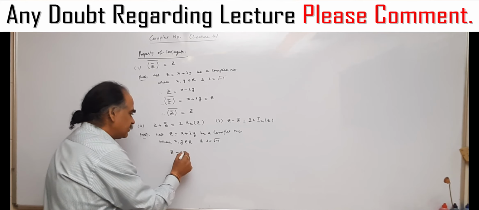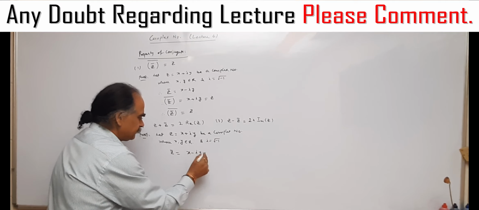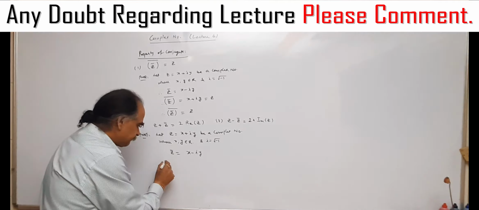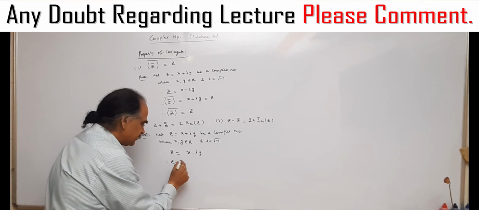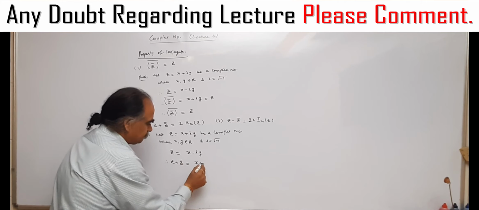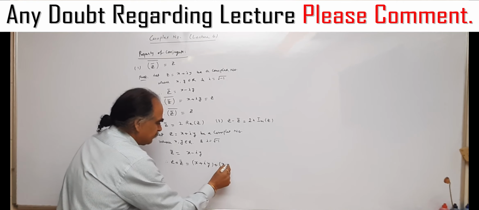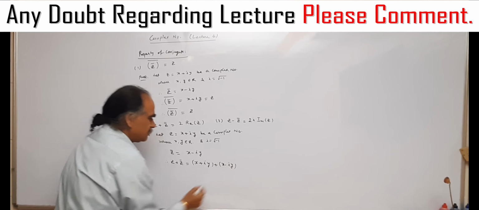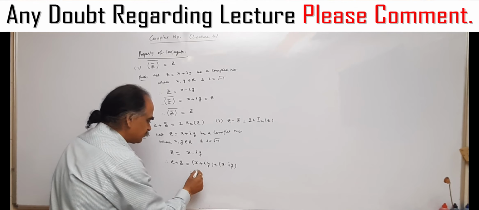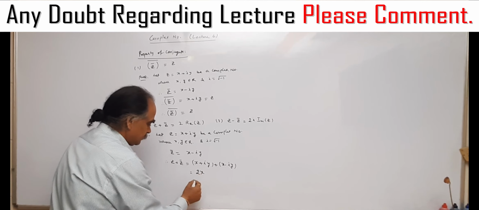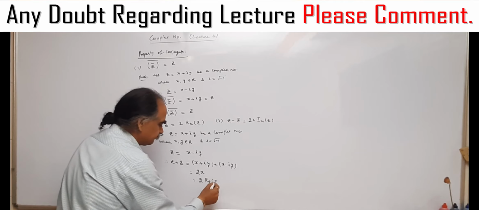So number 2: z conjugate is x minus iy. Therefore, z plus z conjugate, x plus iy is z, plus x minus iy is its conjugate. iy will get cancelled. x plus x is 2x, which is 2 times x, known as the real part of z.